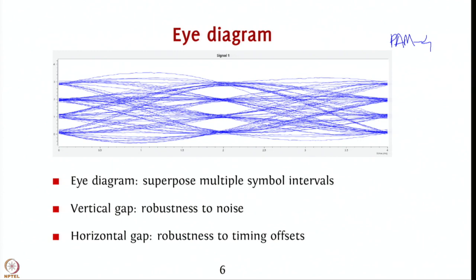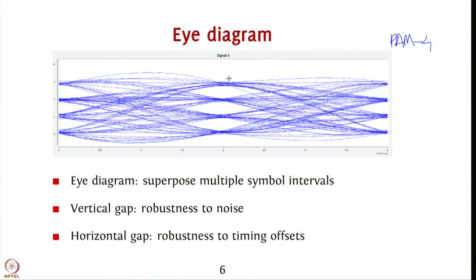And this kind of constant overlap can be used to produce what is called an eye diagram. An eye diagram basically says, take a symbol interval and keep drawing the symbol on top of each other, and that will give you an eye diagram. Now, in this eye diagram, you can see that 0 is one of the levels, 1 is a level, 2 is a level, 3 is a level, so it's PAM4. If you look at the vertical gap between any two levels, that gives you an indication of the robustness to noise. Noise will change the vertical level because noise adds. Similarly, horizontally, you are able to see how much the timing offsets are going to affect you.